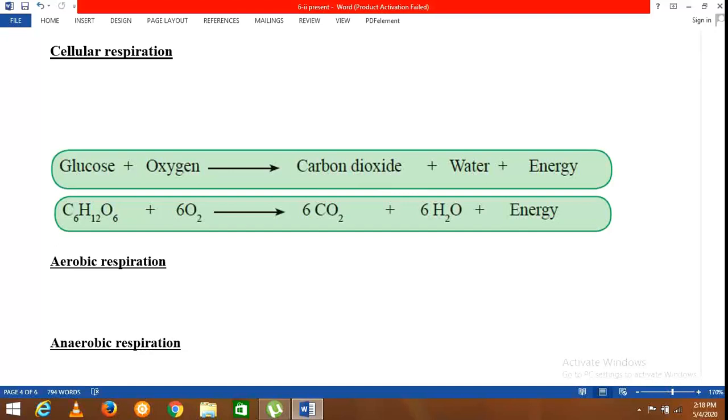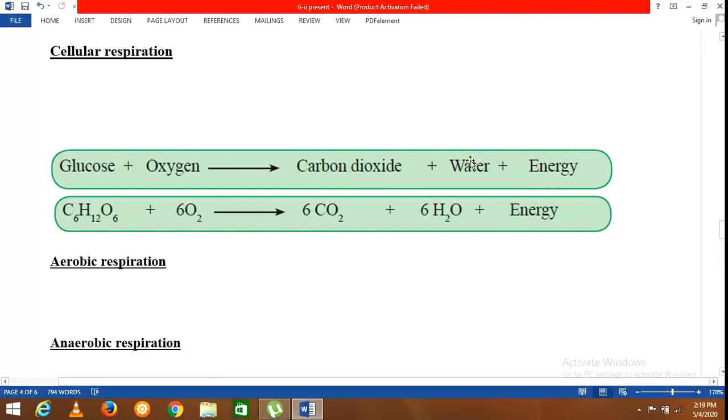ATP is an organic compound. So this cellular respiration is not a simple process, it is a set of metabolic reactions. So the word equation for cellular respiration is given here. Glucose, the major respiratory substrate, reacts with oxygen, releasing carbon dioxide and water as byproducts and giving energy as the main product. So what we expect from cellular respiration is energy. In addition to that, carbon dioxide and water are also released.